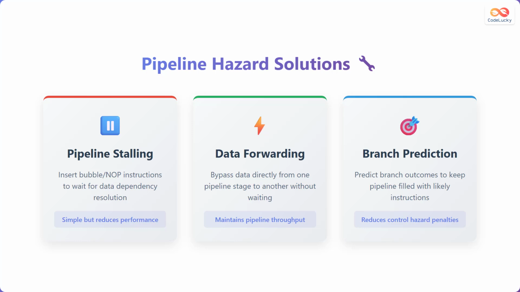Another solution is data forwarding, also known as bypassing. This technique allows data to be directly bypassed from one pipeline stage to another without waiting for it to be written back to the register file. This maintains pipeline throughput and reduces stalls. Lastly, branch prediction is used to address control hazards. By predicting the outcome of a branch, the pipeline can continue filling with the most likely instructions, reducing the penalties associated with branch mispredictions. Each of these solutions plays a crucial role in optimizing the performance of pipeline processors.